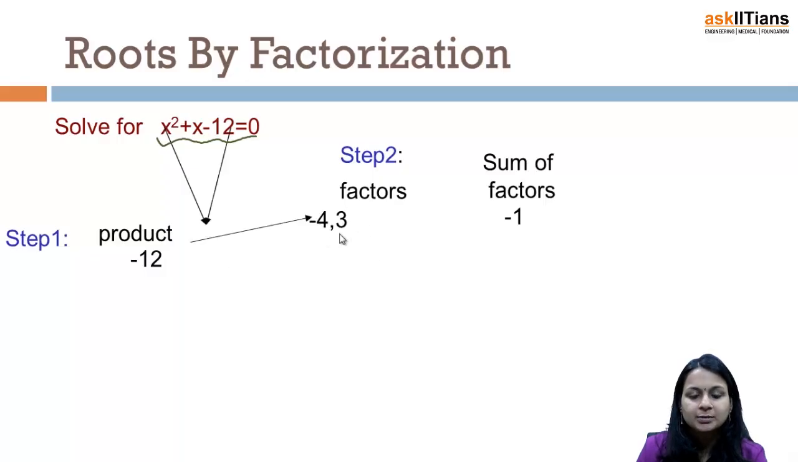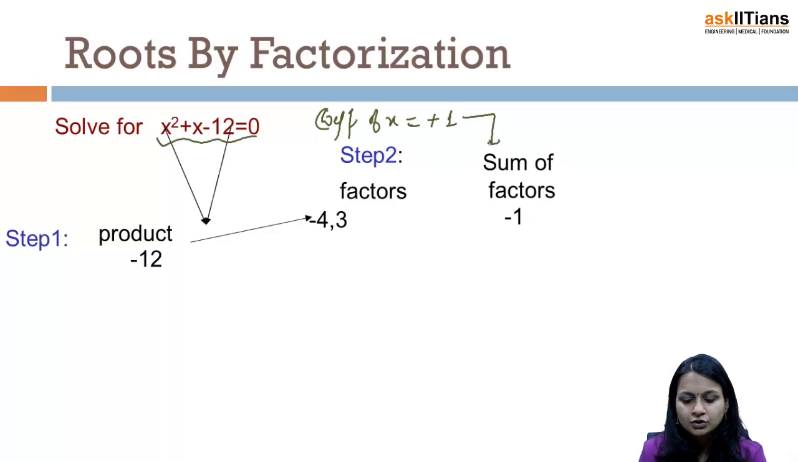Now its factors would be minus 4 and 3. Okay, and correspondingly I will find their sum, because what I want my sum to be is plus 1, which is the coefficient of x, right? You can see that the coefficient of x is equal to plus 1. So I want my sum to be equal to plus 1.